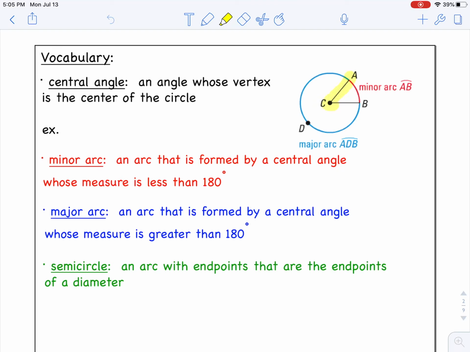First of all, a central angle is an angle whose vertex is the center of the circle. So for example, ACB is a central angle. A minor arc is an arc that is formed by a central angle whose measure is less than 180 degrees. So this right here is a minor arc, because this degree measure right in here is less than 180.